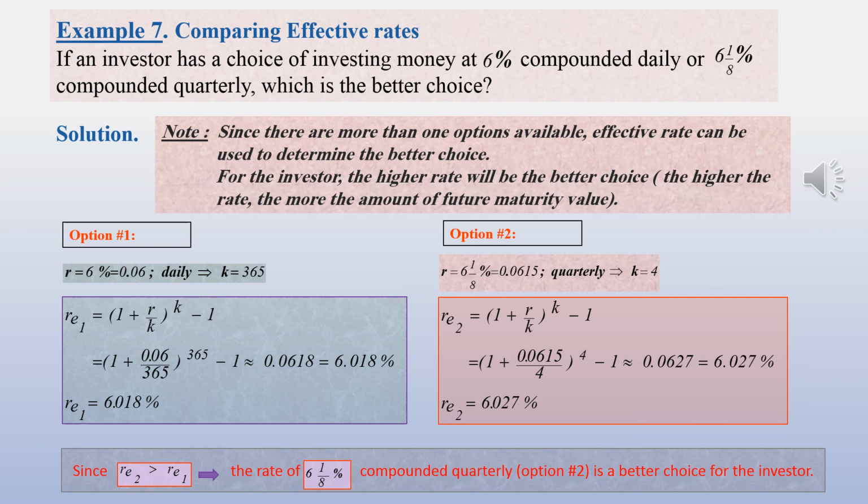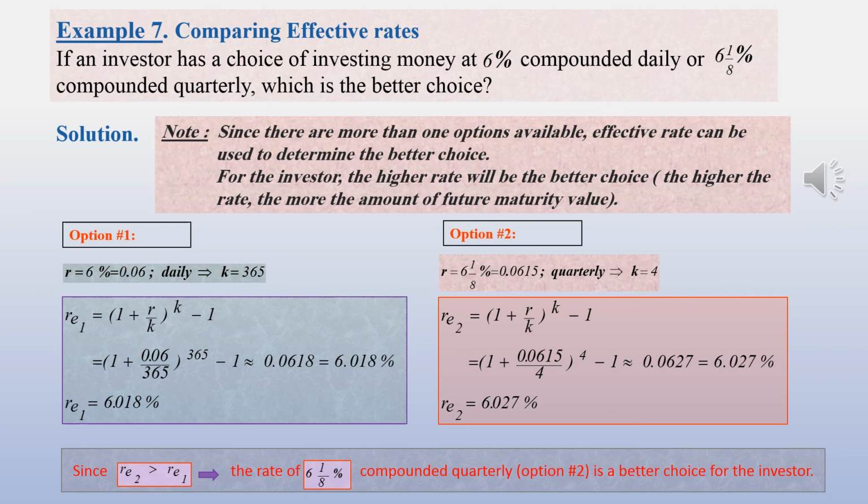Option number 1, R equal to 6% and compounded daily. So it means k equal to 365. While option number 2 is R equal to 6 1/8% and compounded quarterly, which is k equal to 4. So for option number 1, using the formula of effective rate, RE equal to (1 plus R over k) to the degree of k, minus 1, we get the effective rate is equal to 6.018% for option number 1.